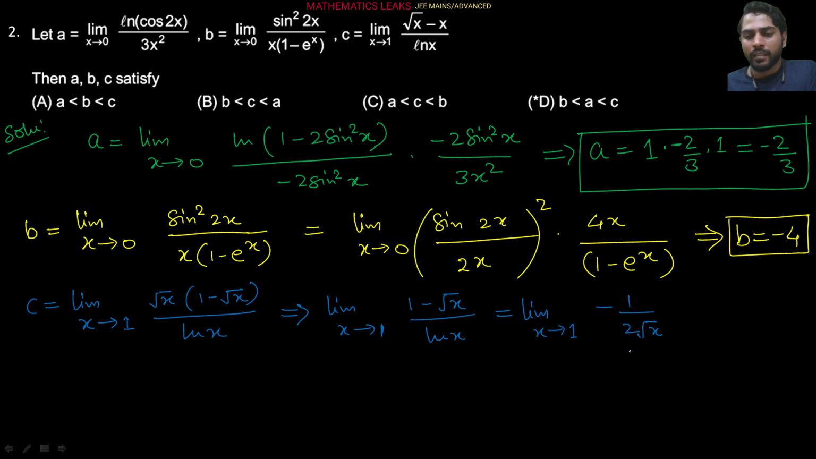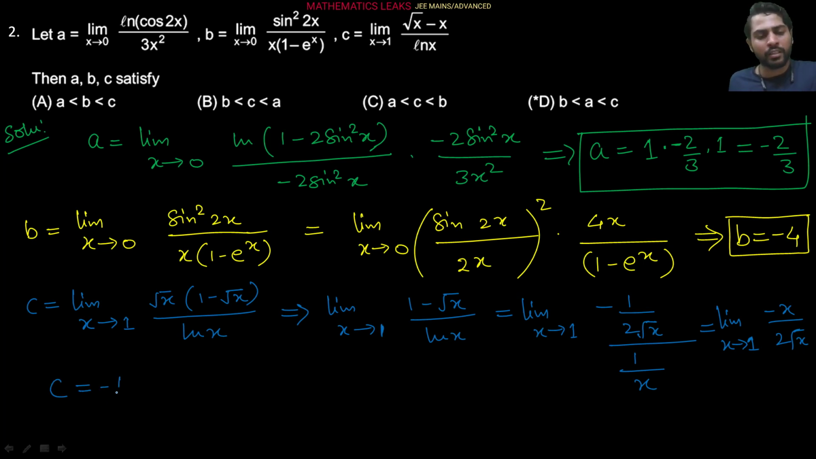And the denominator differentiation is 1 upon x here, clear? So this quantity will become limit x tends to 1 of minus 1 upon 2 root x. So when x approaches 1, that is nothing but minus 1 by 2. So c is equal to minus 1 by 2 we are getting, everybody.